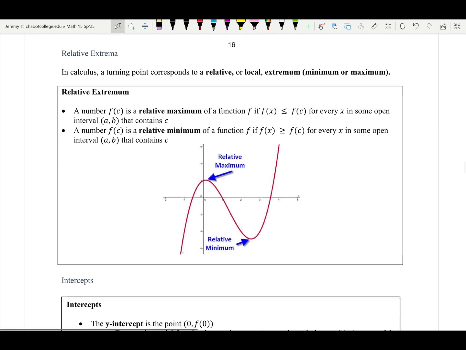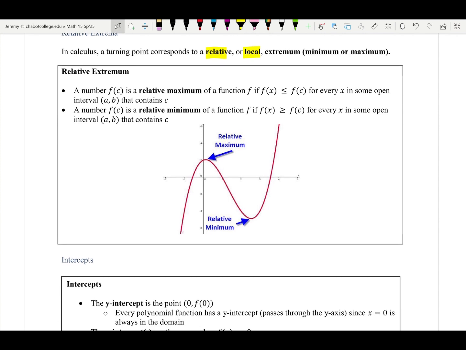Let's talk about relative extrema. So in calculus, a turning point corresponds to a relative or local, these are just two different words for the same thing, extrema, which means a maximum point or a minimum point. So here's the definition of that. A number f of c is a relative maximum for a function f if f of x is less than or equal to f of c for every x in some open interval a to b that contains c.